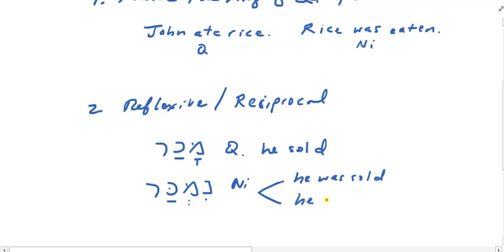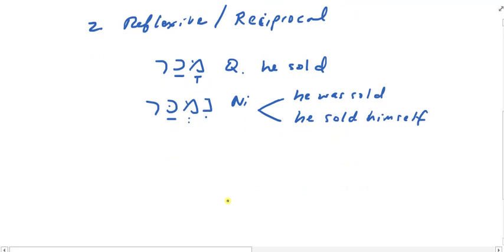But the nifal, nimkar, could also be reflexive instead of passive. And then it could be something like, he sold himself. Okay? If, for example, I'm talking about the evil of some king who sold himself to do evil, I could use the nifal for that. Nimkar. Okay? So you see how that works? That's the reflexive idea. The reciprocal idea, well, here, let me just make sure we're clear on this. If something's reflexive, that means that the subject acts upon himself.